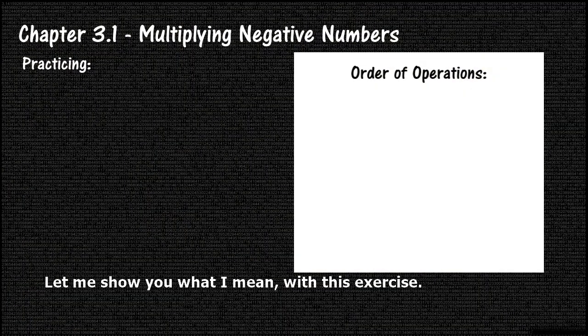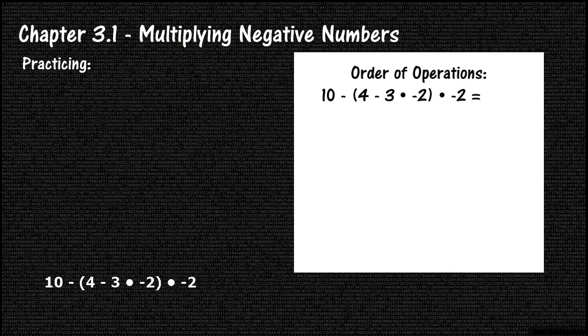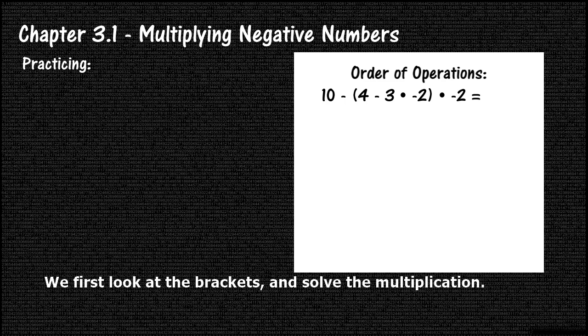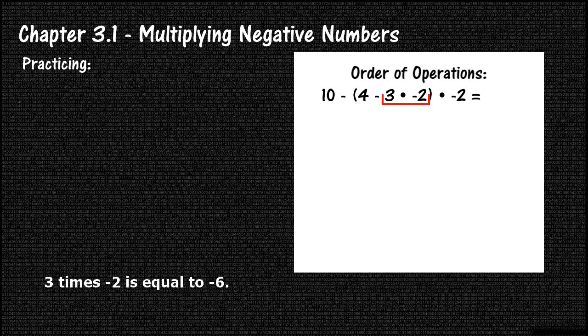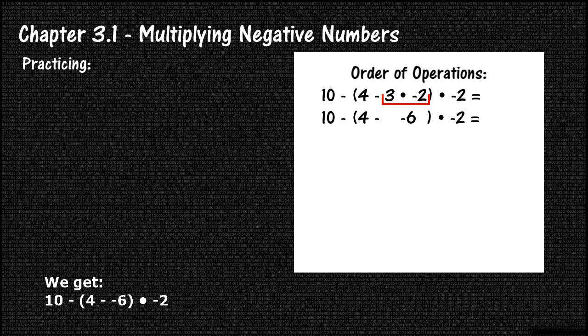Let me show you what I mean with this exercise. 10 minus 4 minus 3 times minus 2 times minus 2. Seems big, but not very difficult. We first look at the brackets and solve the multiplication. 3 times minus 2 is equal to minus 6. We get 10 minus 4 minus minus 6 times minus 2.